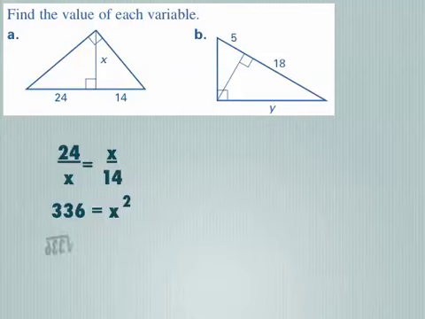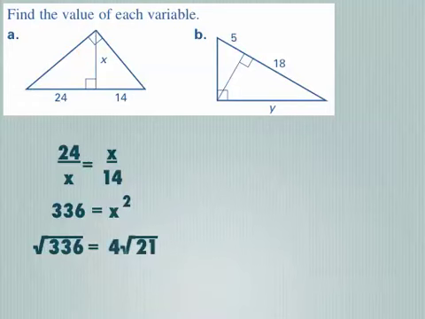Take the square root of 336. Remember, we want to simplify our square roots. That square root simplifies to 4 square roots of 21. B is very similar to B in the last example. I set up this proportion by saying 23, which I get by adding the 5 and 18, which gives me a hypotenuse of the largest triangle to be 23.